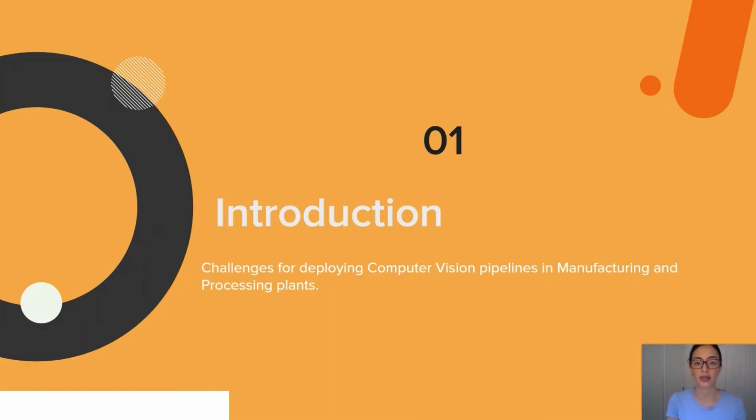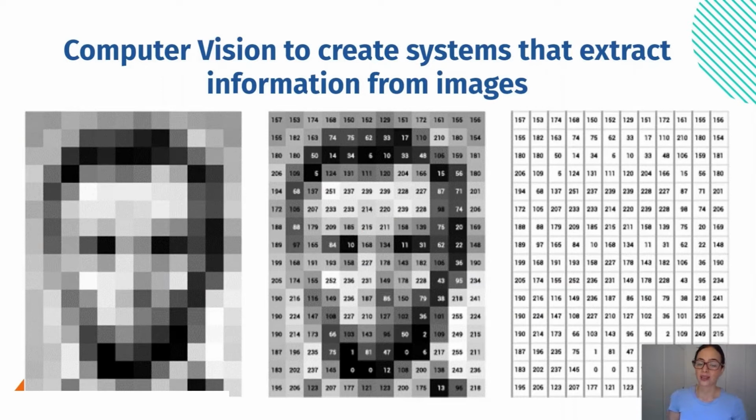Let's get started with a quick introduction to computer vision. I specialize in computer vision, which is the field of computer science that focuses on building systems to extract information out of data. And the way we do that is in a very similar way to what humans do it, by looking at patterns.